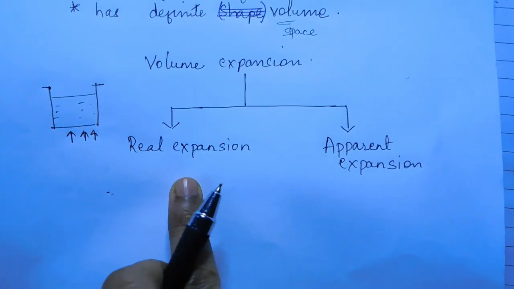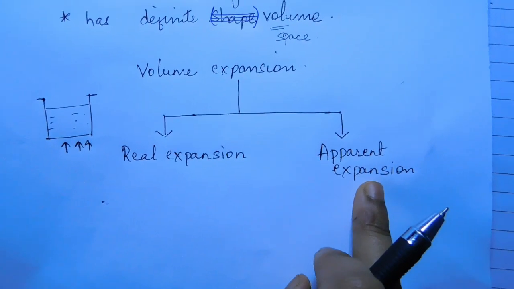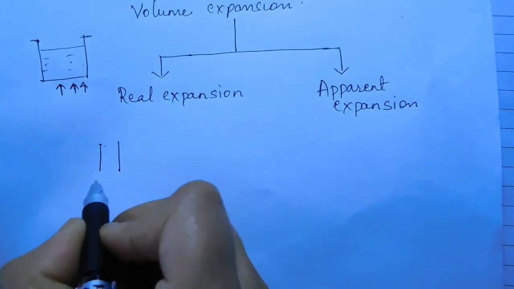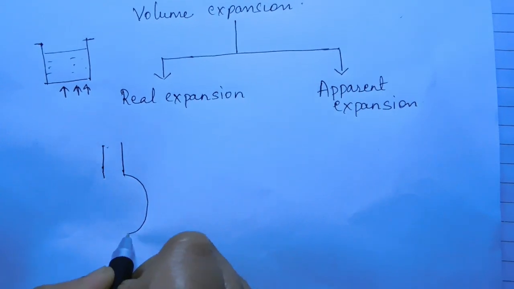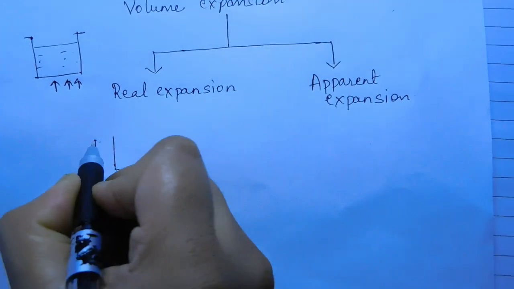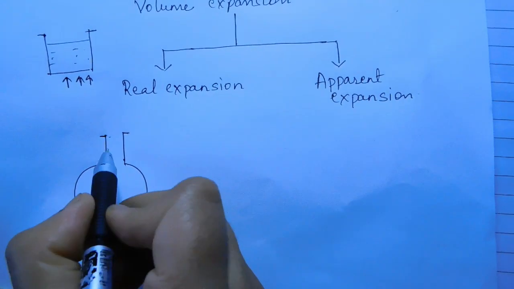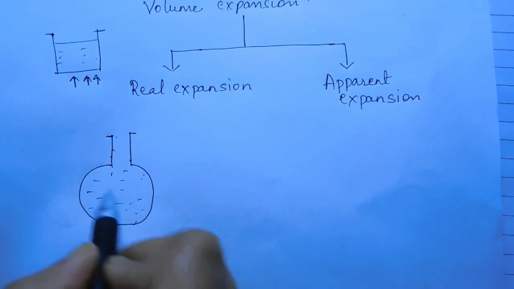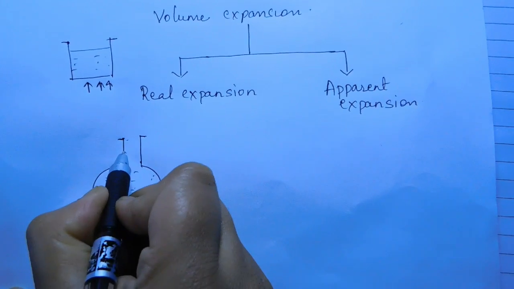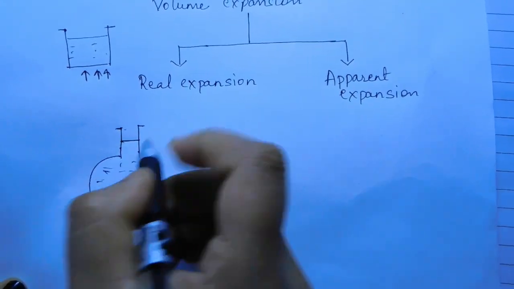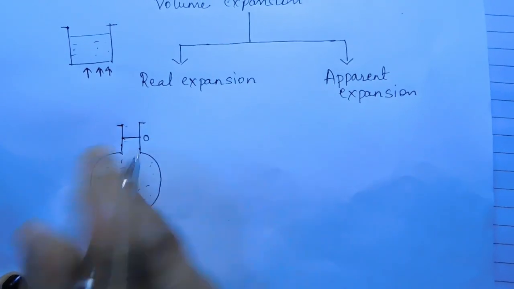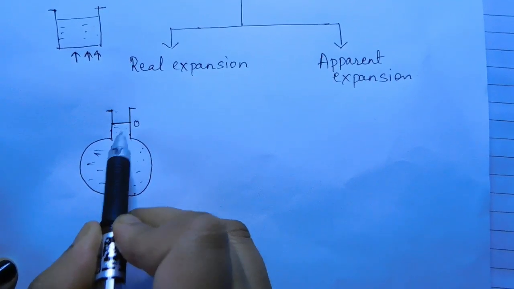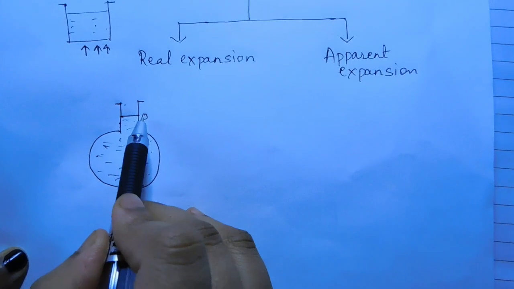Now, to understand the real expansion and the apparent expansion, let's draw a flask. We have a glass flask, and in the glass flask we are going to take a colored liquid, so it is easier for us to see the level of the liquid. So we have taken a glass flask container, and in the container we have taken a colored liquid, the level of which is marked as O.